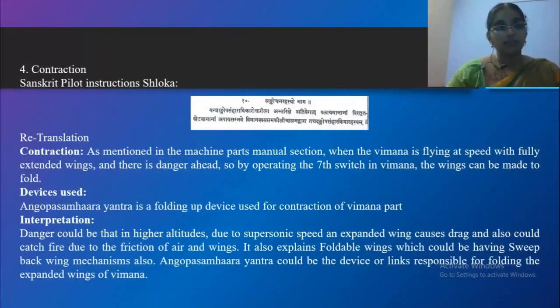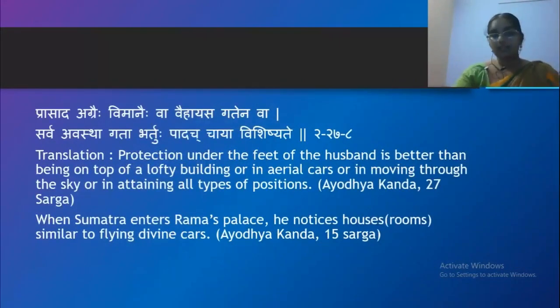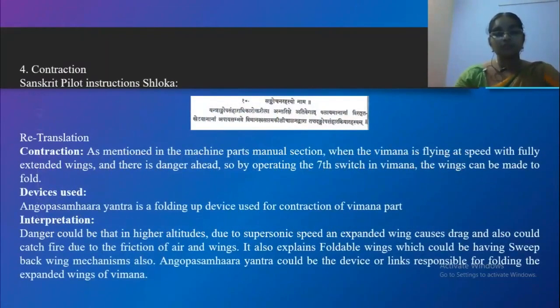Let me explain what exactly it says. The description of Vimanas goes like this: it is able to attain all types of positions, meaning it is able to move. Here we need to understand that it is not like a modern aircraft, with just a single form. The ancient Vimanas have multiple forms. They can transform into various shapes and positions.